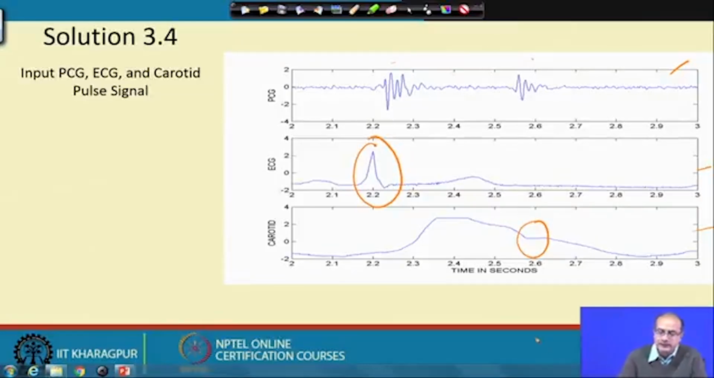Now, how does that happen? When the QRS complex comes, the ventricles get compressed, which starts the flow of blood in the arteries, and that gives rise to the murmur if there is any constriction or any other defect. So, that gives rise to the first sound S1 in the PCG.